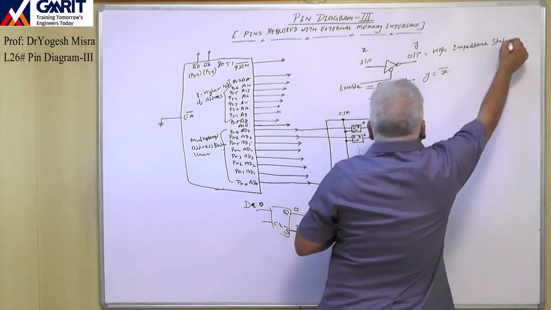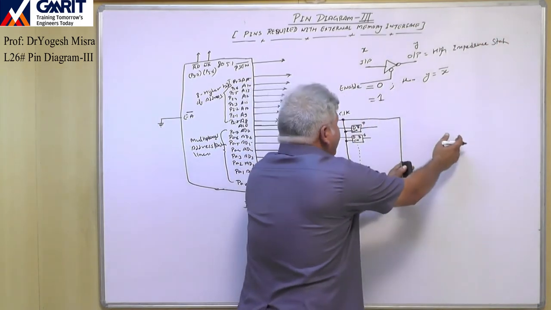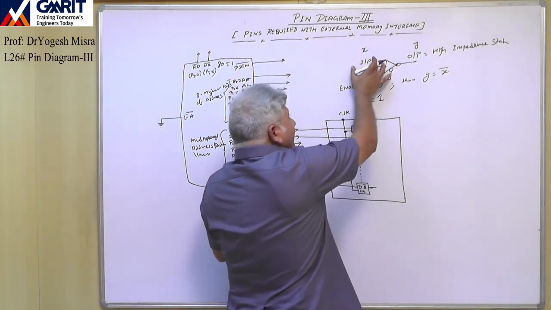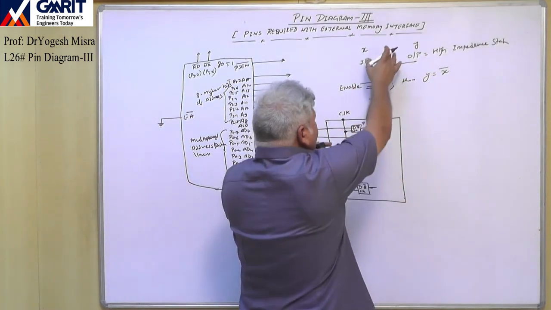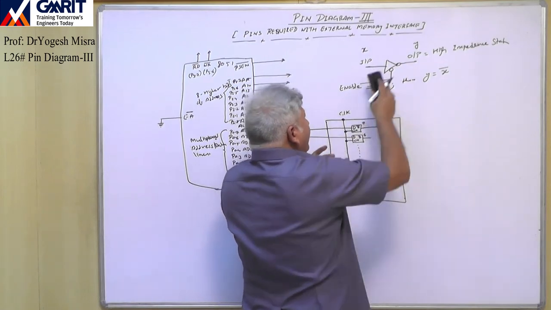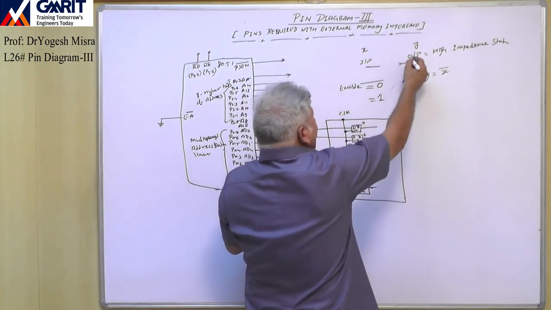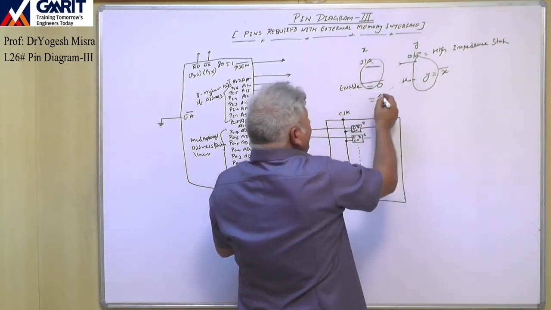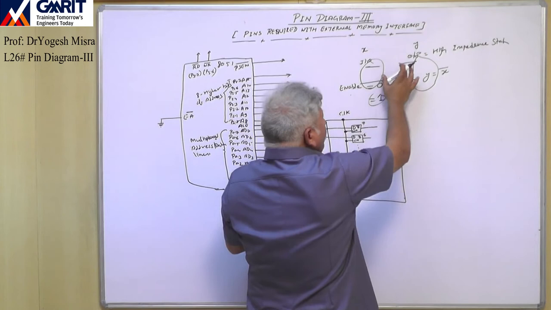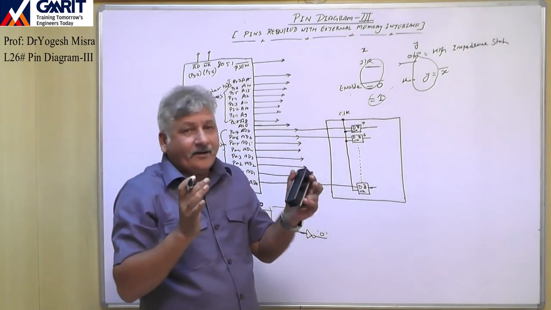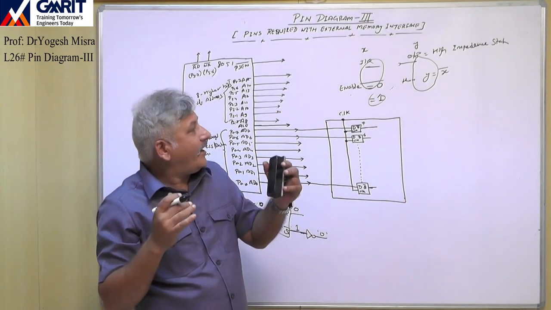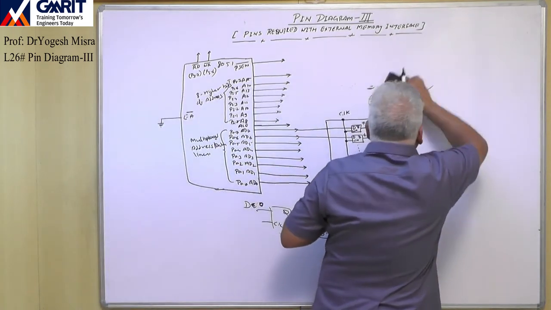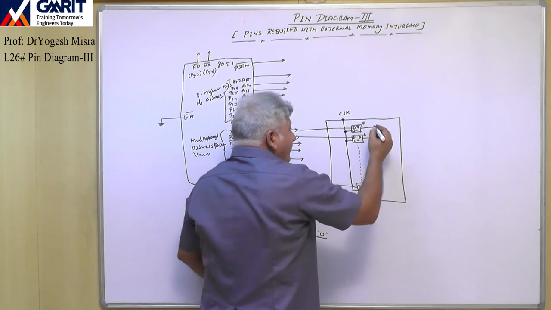This means whatever we have connected at the output side will be totally disconnected from the input side. So there is an open circuit. Whatever electronic circuit is here, if enable is 1, then both of them are totally disconnected. There is an open circuit, the high impedance state. So this type of inverter is used here.